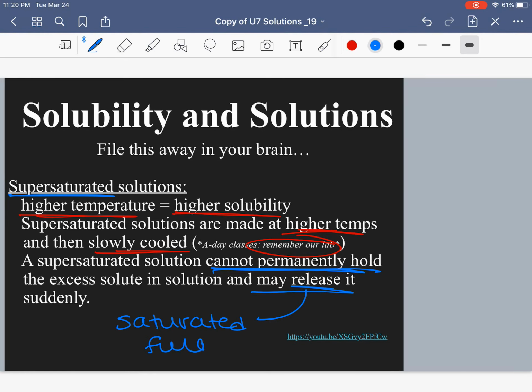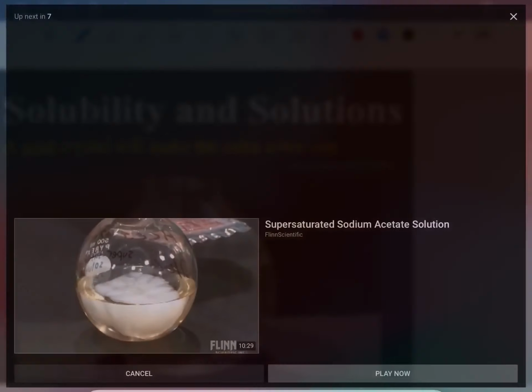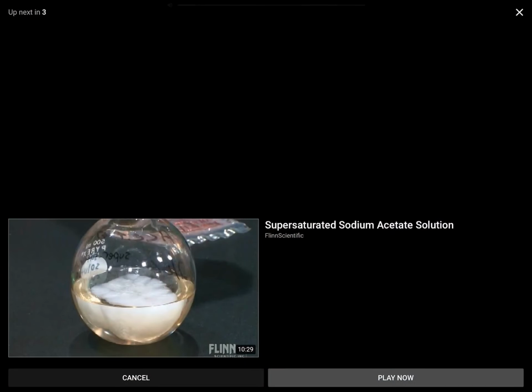All right, so one way that we can make the extra come out. So what you did in class the other day is you added a little bit more once it had cooled down, which disrupts the stability. But another way you can do that is with a seed crystal. So what we're going to do is we're going to flip and we're going to watch a YouTube video real quick.